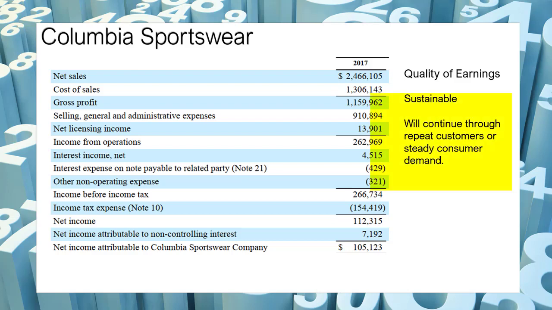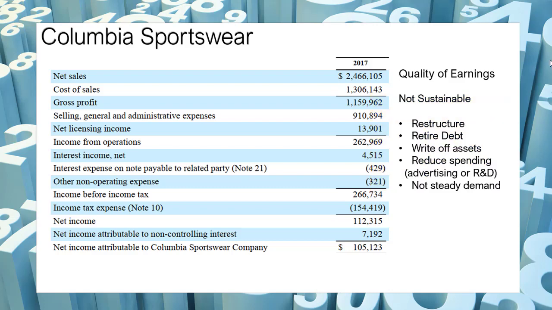The sustainable earnings are going to be those that come from repeat customers, steady consumer demand. The non-sustainable earnings would be from things like restructures, retirement of debt, write-offs, reduced spending, or something that doesn't have a steady demand. Notice on this financial statement, we can see the income from operations versus income or expenses from some things that are not associated with operations, such as interest.